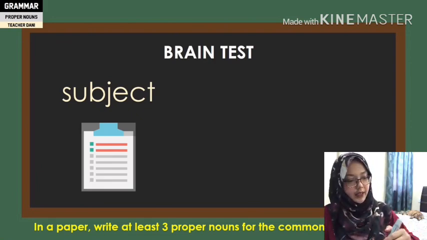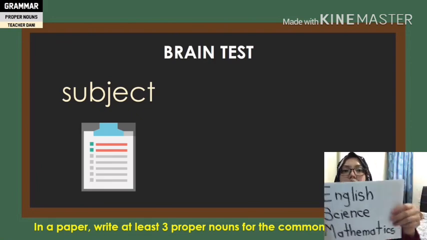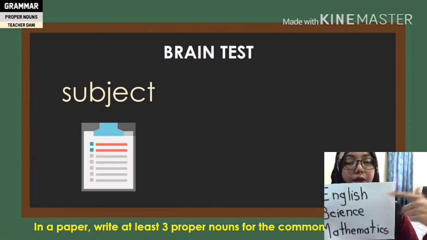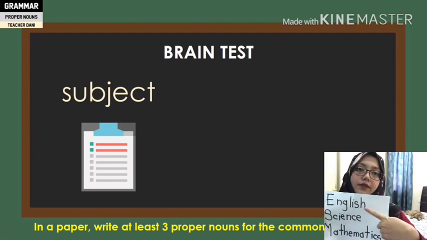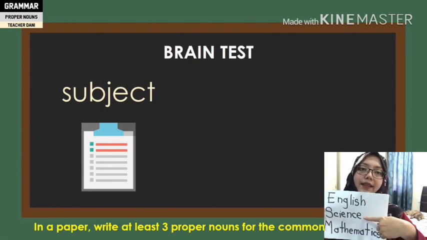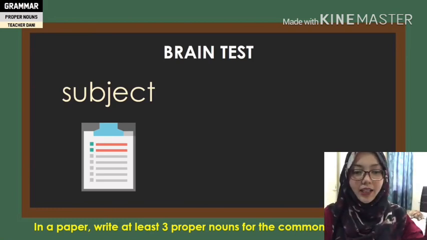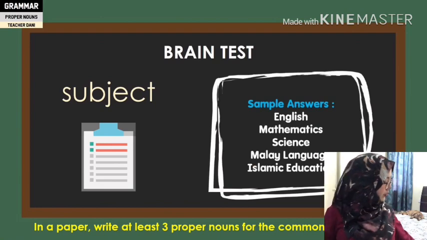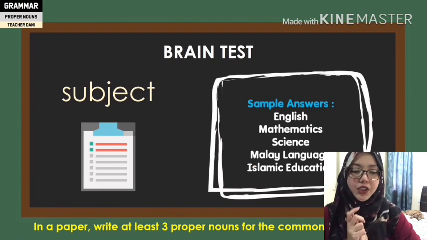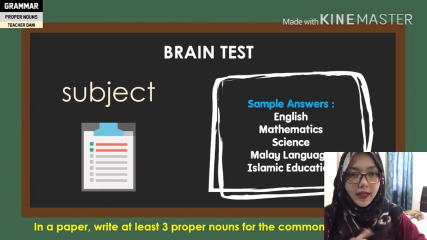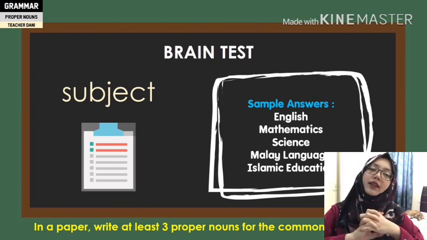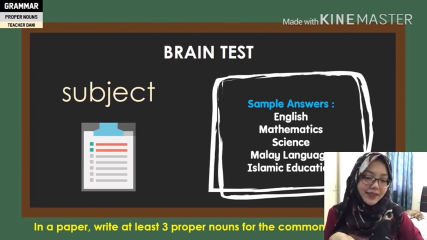Okay, I'm done here. So this is what I wrote for my subject. First is English, next is science, and the last one is mathematics. Okay, let's look at the sample answers. So we have the same thing. We have English, mathematics, science, Malay language, Islamic education. Okay, so we are done with our brain test.